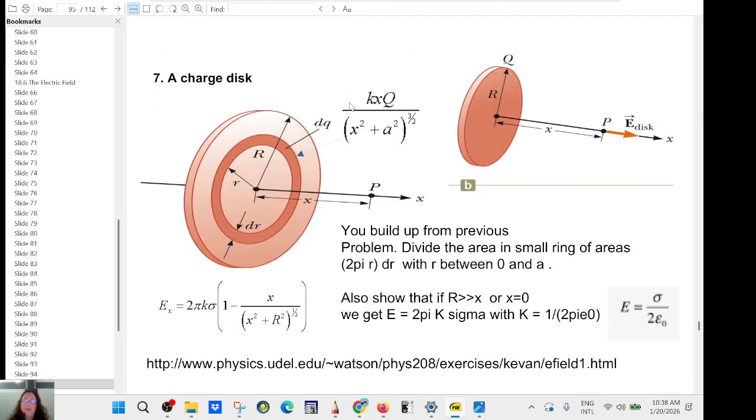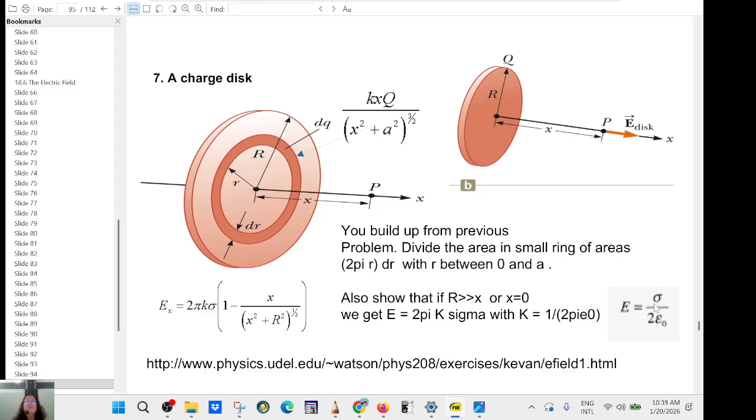Okay, another distribution, even more interesting mathematically speaking, is the disk. So it's flat. So now we have a surface density. It's not linear. The ring is linear, so we have a lambda. Now we have a sigma because it's a surface area. So we're going to define the charge per unit area. And how will you do that in math?